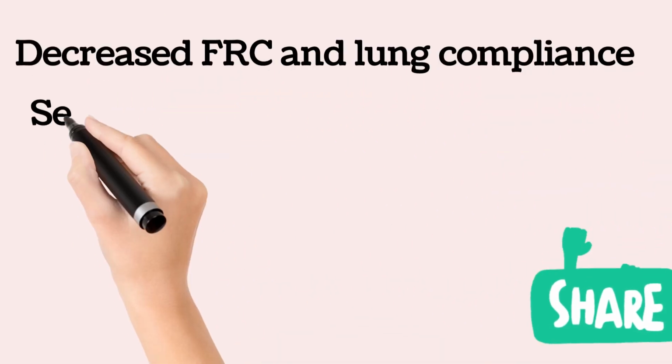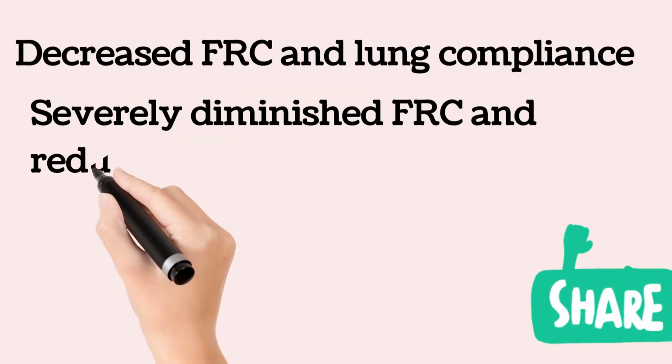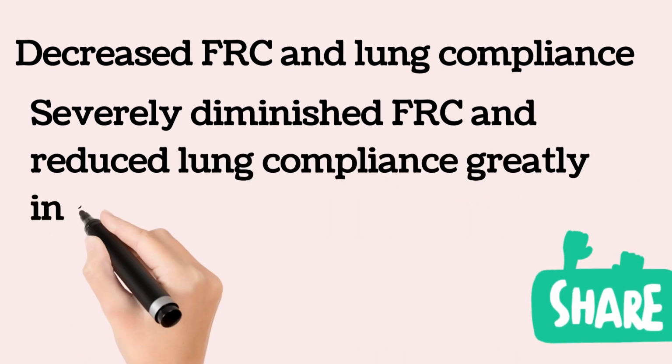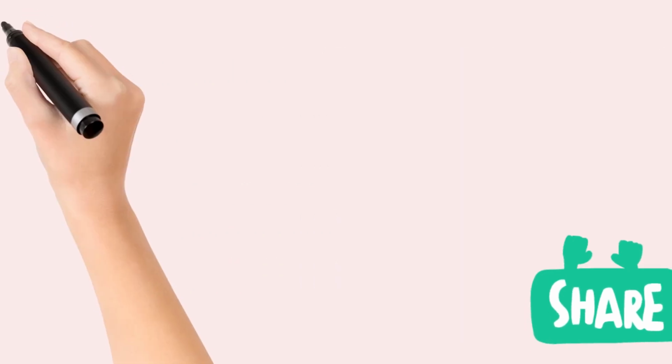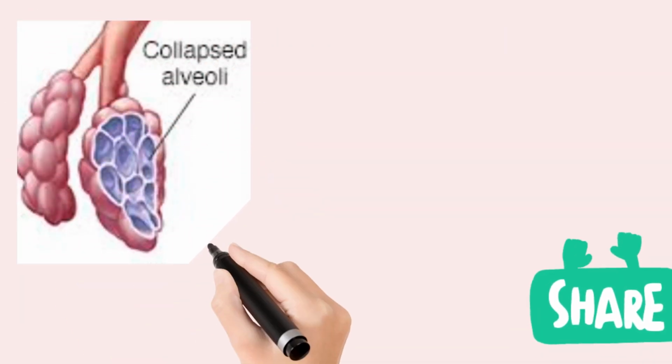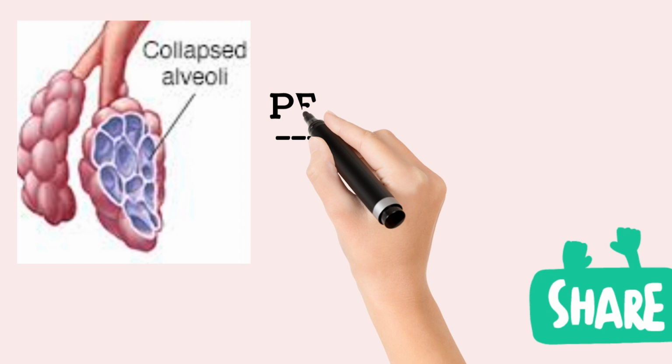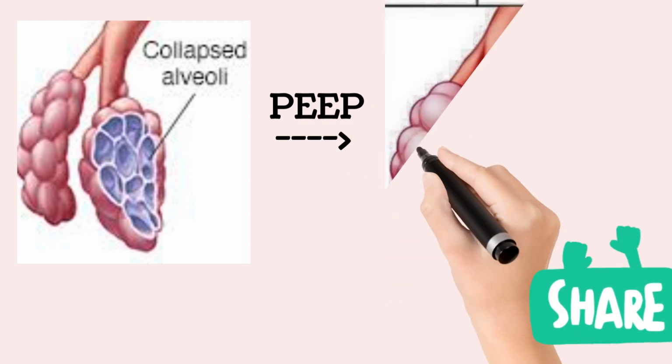A severely diminished FRC and reduced lung compliance greatly increase the alveolar opening pressure. Since PEEP increases the FRC, this pulmonary impairment may be prevented or improved by early application of PEEP.